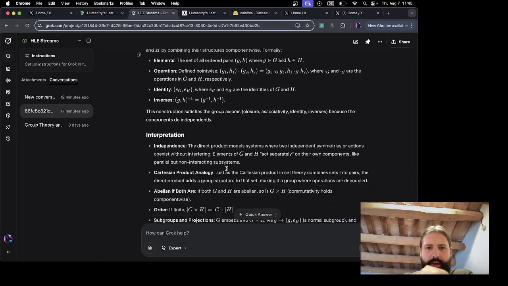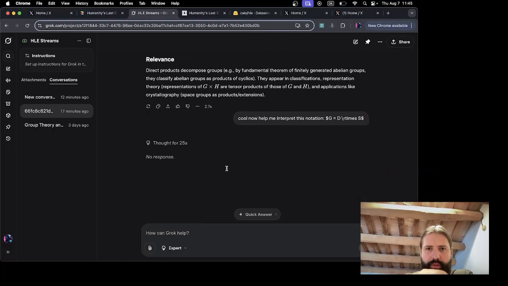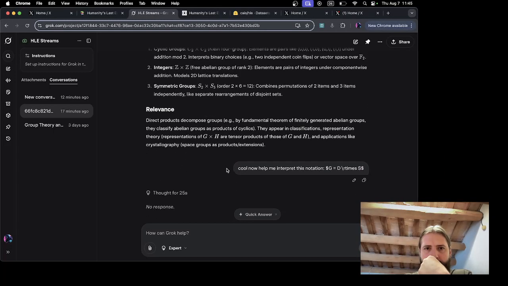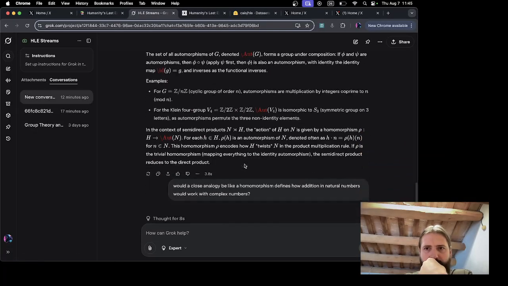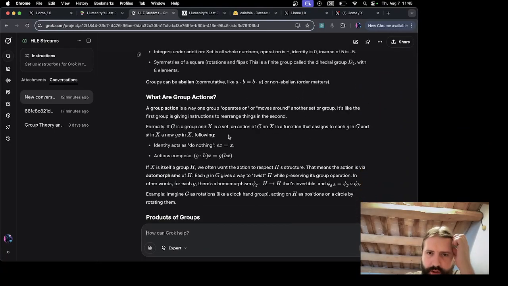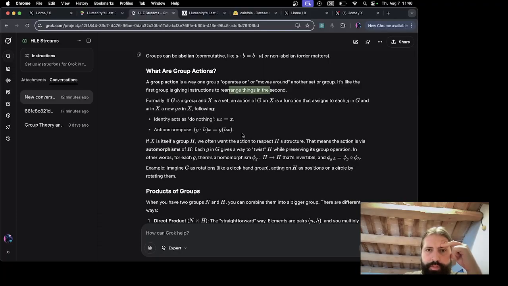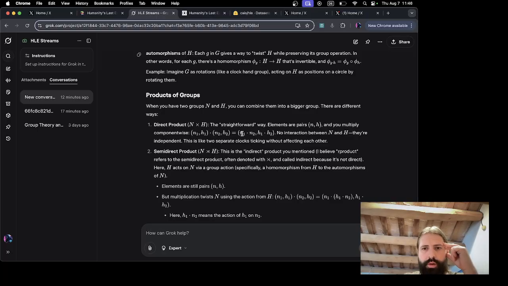So the direct product, where was that? Relevance. Wasn't it here, or was it here at the top? Groups, group actions, yeah, exactly. So group action is the way one group operates on another one. It's like the first group is giving instructions to arrange things in the second. Products of groups. So this is the indirect product you mentioned, I believe, our product first.